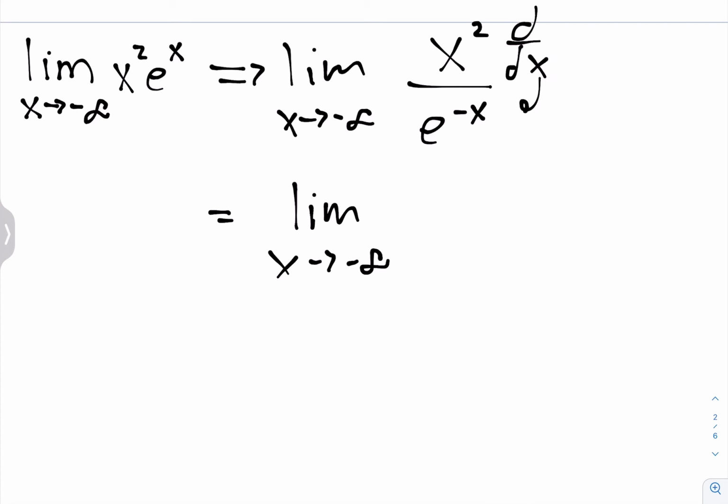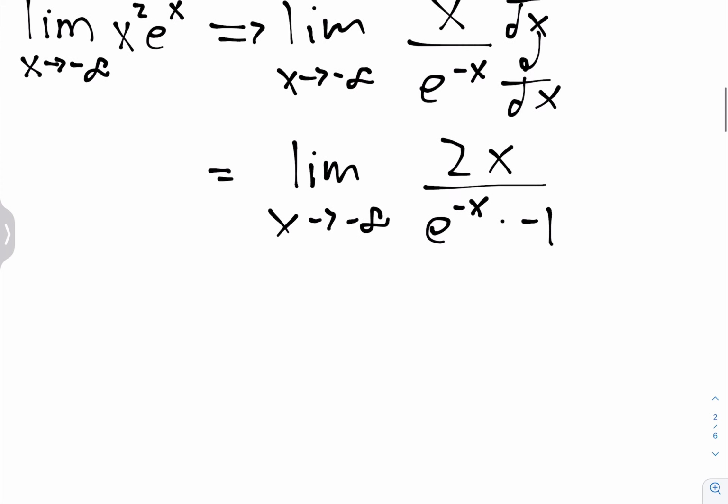Use L'Hopital's rule. So the derivative of x squared with respect to x is 2x divided by, well, the derivative of e to the negative x is e to the negative x times the derivative of the exponent, so just times negative 1, right? That's the chain rule. And if we were to plug in negative infinity for x now, we would still get an indeterminate expression. So we'd have to apply L'Hopital's rule again. We can use it as many times as we need.